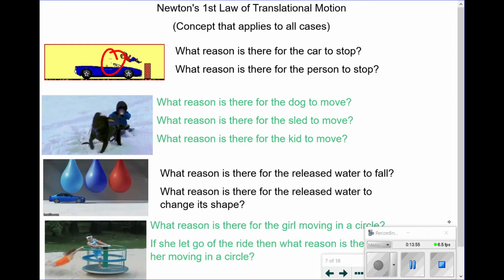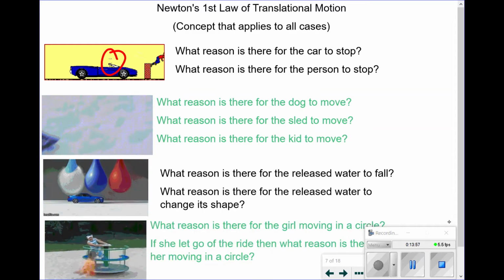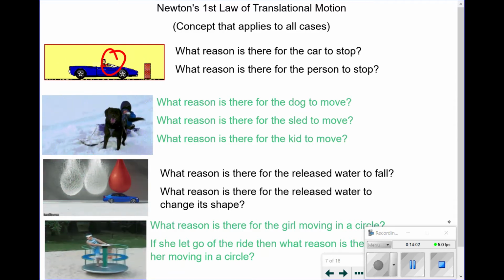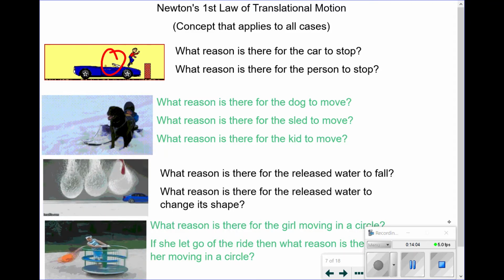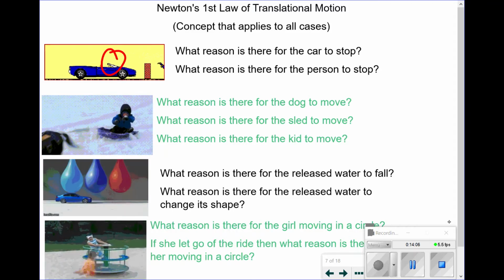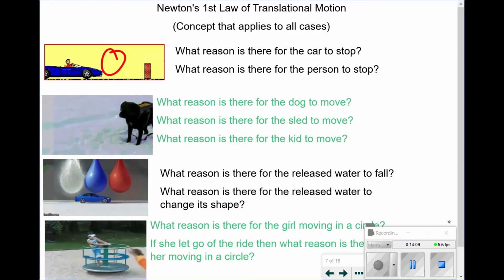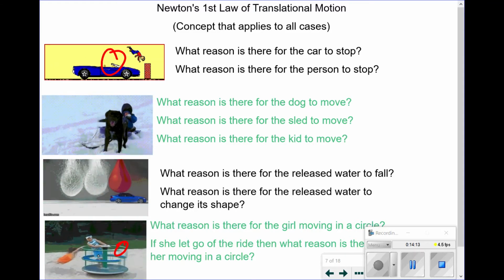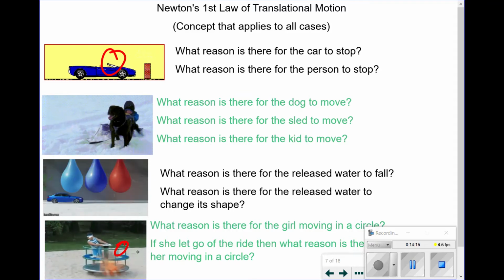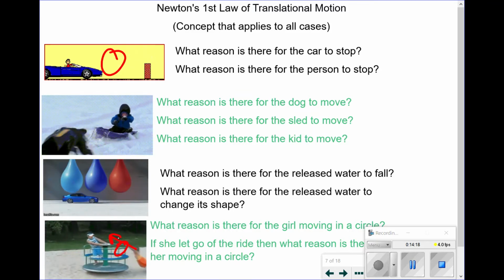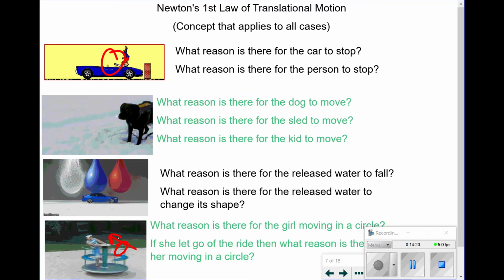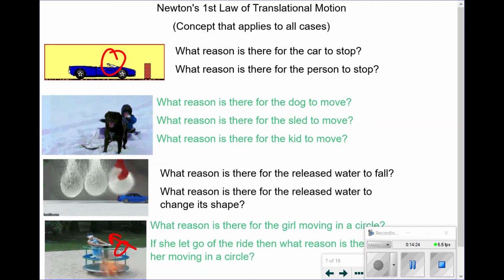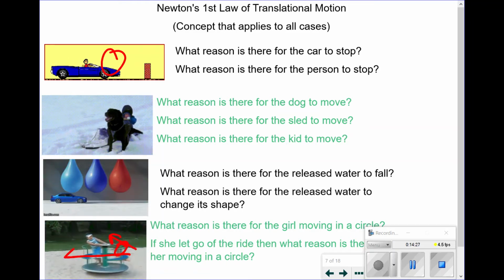Here we have the case of a girl who is holding on to the sides of a playground ride. We have this boy who's spinning it, and the girl moves in a circle. And we ask the question, what is the reason for the girl moving in a circle? And that's again because she's holding on. As she holds on to the side, there is a force that's pulling her into the center of the circle. If she lets go, what happens? Well, if she lets go at this moment, she flies off in a straight line.